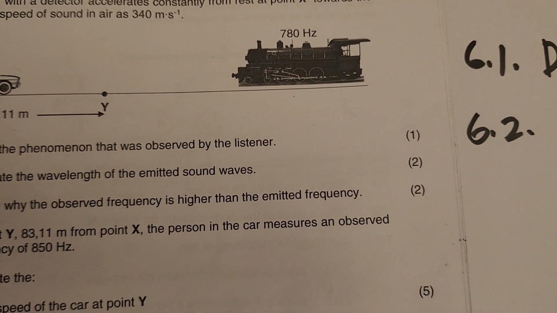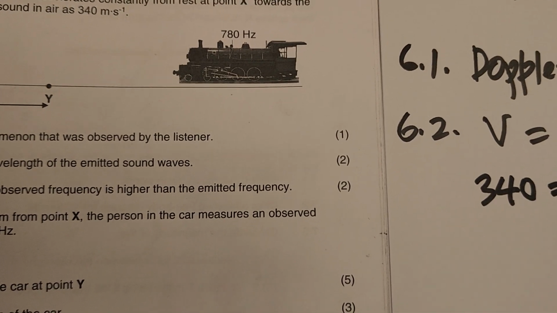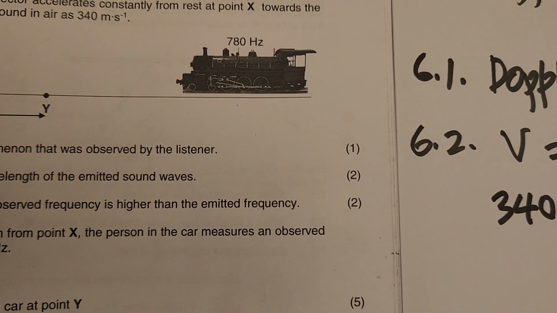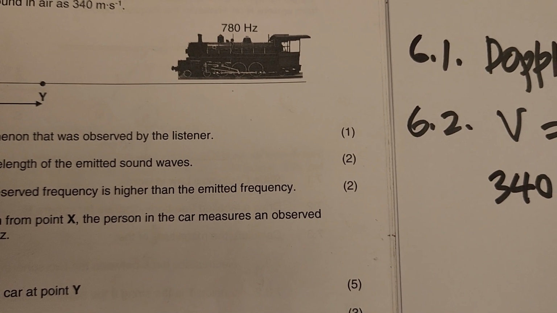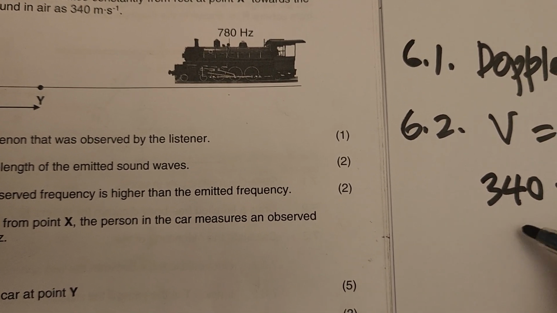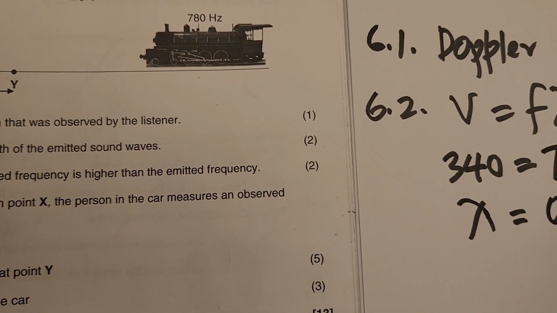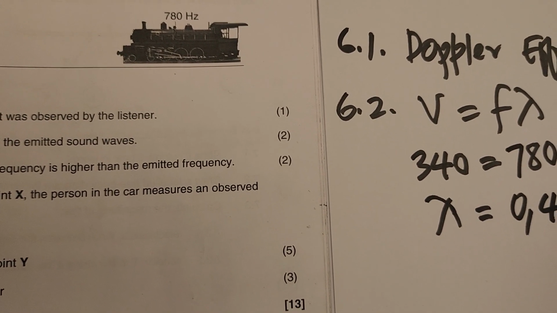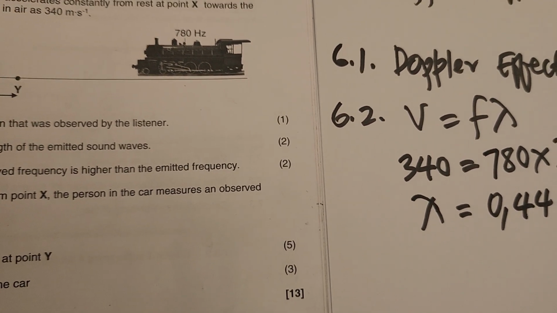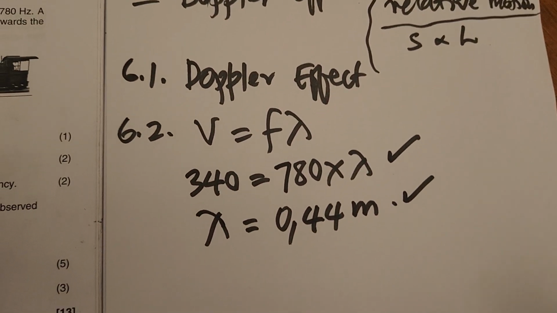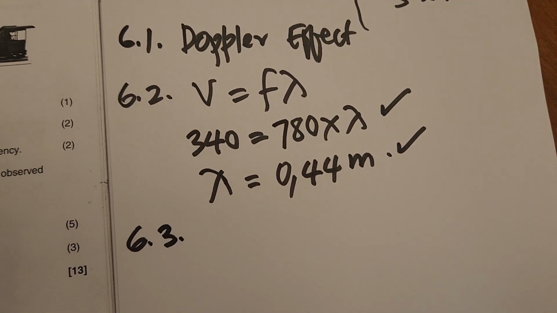On this one, they gave us the speed of sound in air, which is 340. They give us the frequency of the sound source, that is 780. They say calculate the wavelength. Then you can calculate the lambda there as 0.44 meters. You get 2 marks. Normally it should be 3 marks. The examiner here was very economical with the marks. No problem. You just do it the way you have to do it.